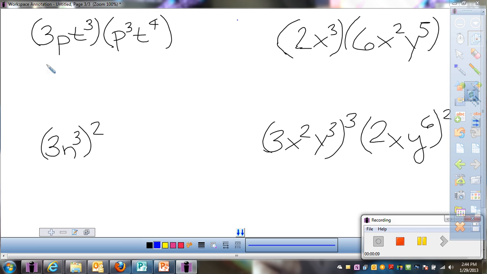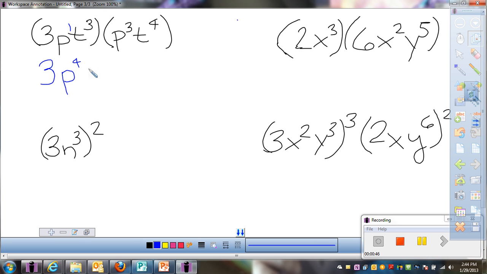What we're working on here is multiplying like bases. So we notice that we have a 3 as our constant in our first term, and we have nothing in the second one, so we just 3 times 1 is 3. And then our next base is p. So in the first one we have p to the 1, and then we have p to the third. So the rule when multiplying like bases is to add the exponents. So this becomes p to the fourth.